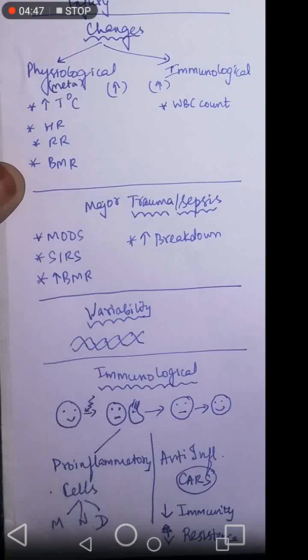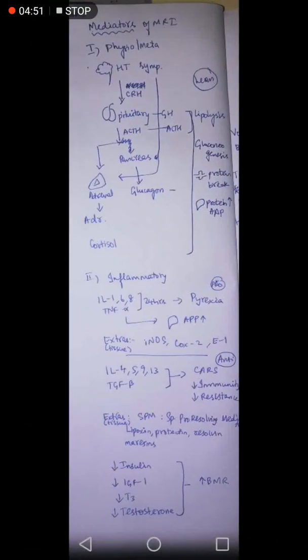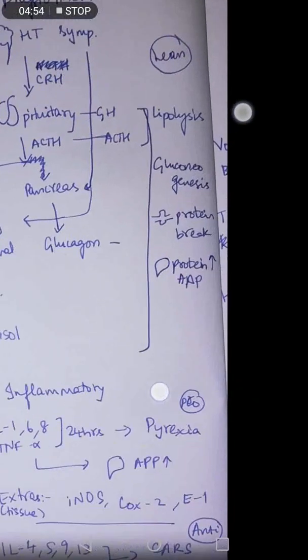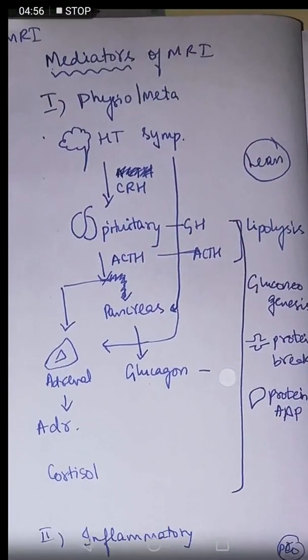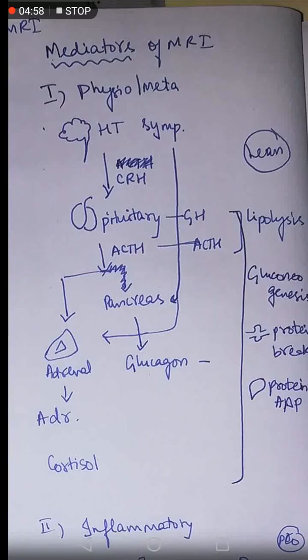As a result of that, immunity is reduced and the resistance to infection is also reduced. Next we talk about the mediators of MRI, the metabolic response to injury.